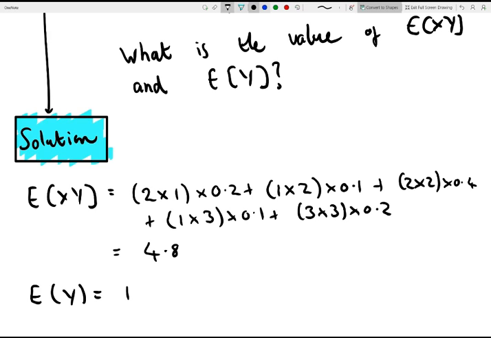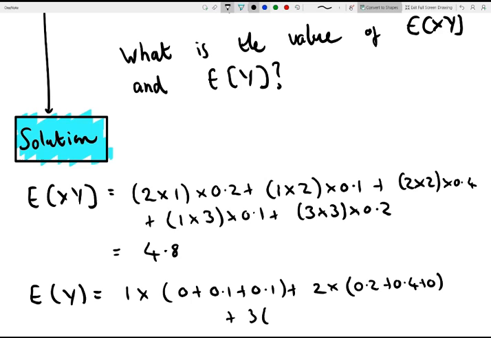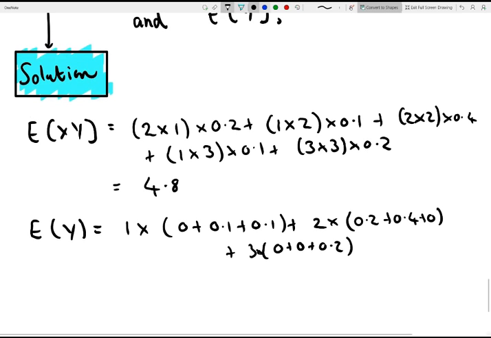and the expectation of y now is again the outcome times all the probabilities, 1 plus 0.01 plus 0.01 again, and we sum across all of this, 2 times 0.2 plus 0.4 plus 0 plus 3 times 0 plus 0 plus 0.2, and this simplifies to 2.